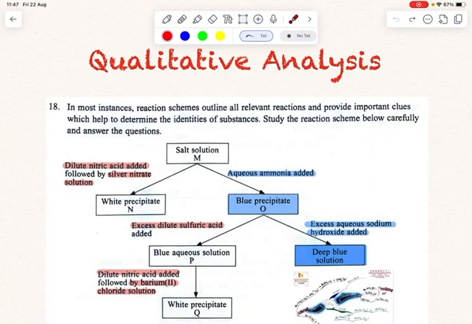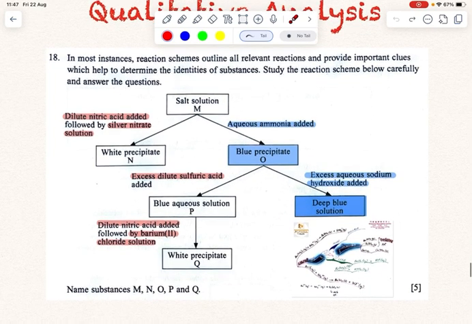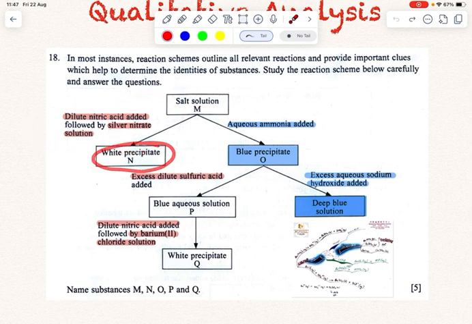We will do another qualitative analysis question. This is the question that my student just sent to me. What we have is the salt solution M. Upon reacting with dilute nitric acid followed by silver nitrate, a white PPT is observed.